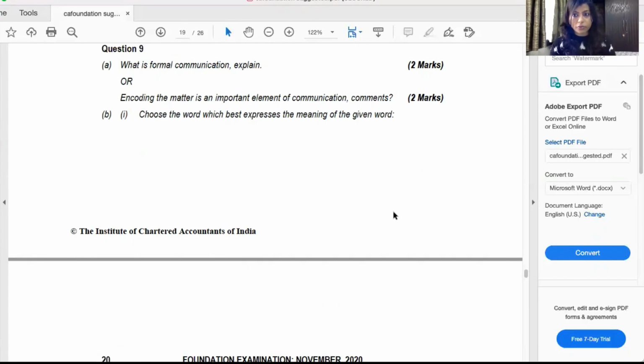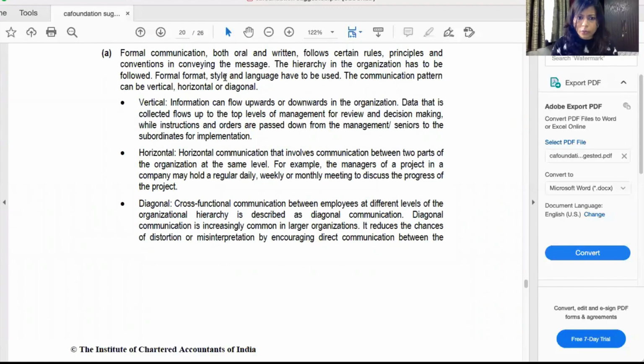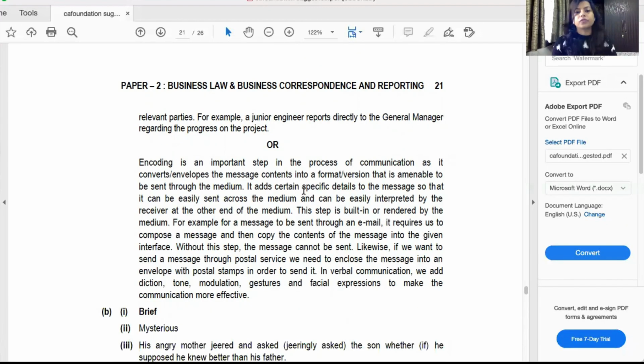Okay. In the next question, it is asked, what is formal communication or encoding the matter? Any one you need to answer. For formal communication, write the definition and write what the communication patterns are. Just 2 to 3 lines will be sufficient for each pattern of formal communication. For the next question, encoding, you need to explain what encoding is and how it is done. Around 5 to 6 lines will be sufficient. Write in proper grammar.